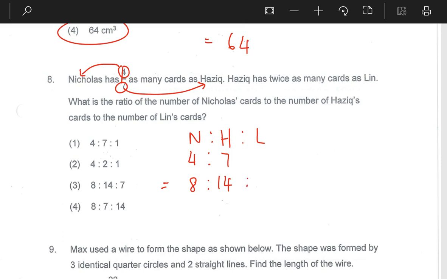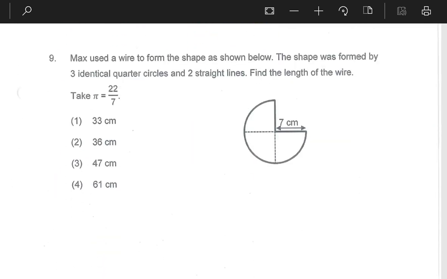Now it will be easier because all I need to do is find out how much Lin has. Lin is actually half, right? Haziq is double. So Lin must be 7. So what is the ratio of Nick to Haziq to Lin? So I have in the correct order 8, 14, 7. Answer will be number 3. So, learning point, if it is an odd number and you need to halve it, why not just expand the ratio as big as you can so that you can halve it easily. Alright, now question 9.